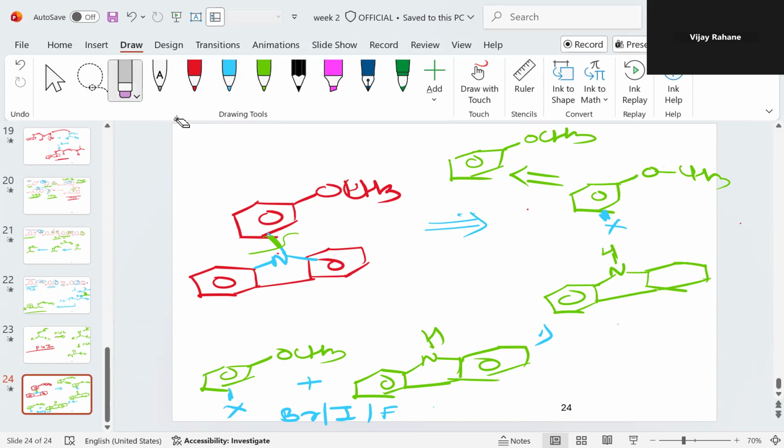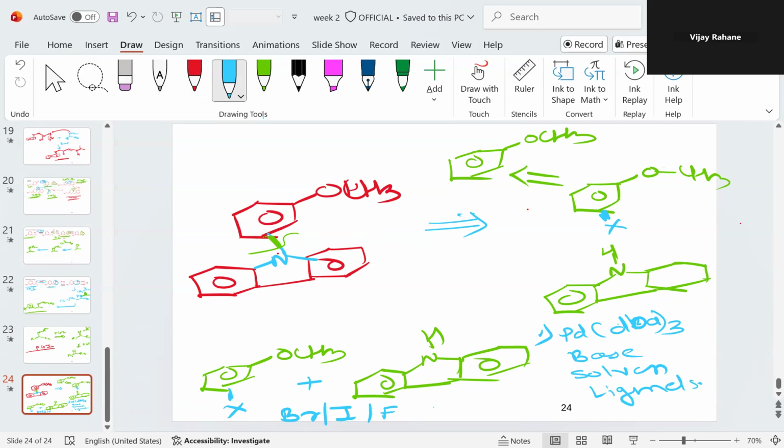The Buchwald coupling is basically palladium catalyzed. If you search on Google, you can observe palladium dibenzylideneacetone, DBA, thrice. For this catalyst, we need to add the base and the solvent. Also, we need to add the ligands, basically XPhos or XantPhos, this type of advanced reagent used for this bromo.